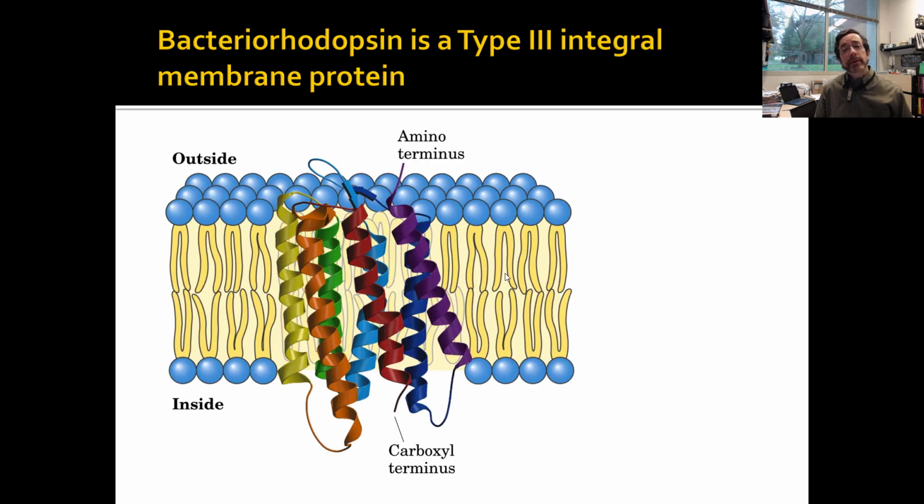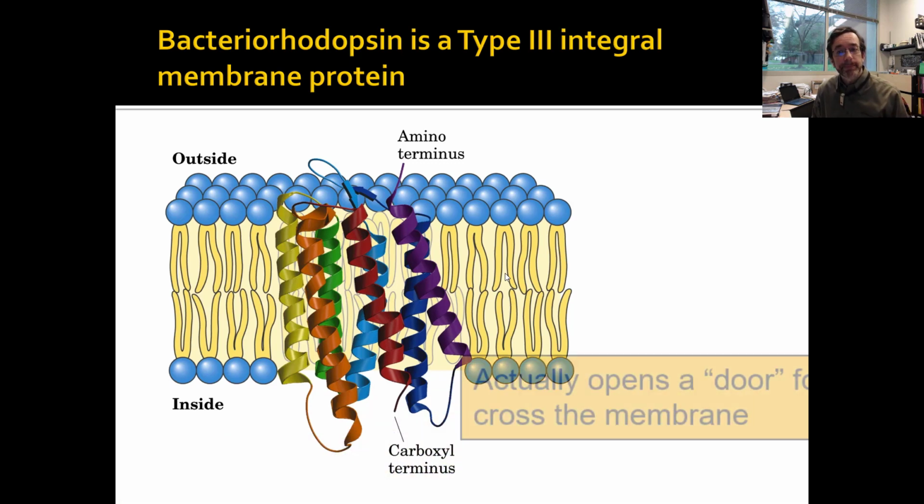But the reason it's important is that someone can say Bacteriorhodopsin is a type 3 integral membrane protein, and you know what that means: there's a single chain with multiple helices, and so it wraps back and forth inside the membrane. Bacteriorhodopsin is important because this is a version of the same protein in your eye that holds retinol that allows you to see.